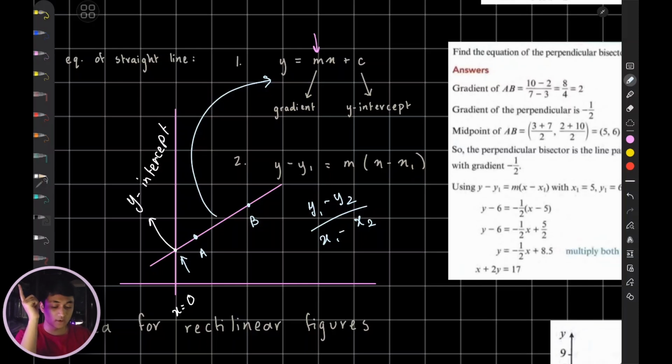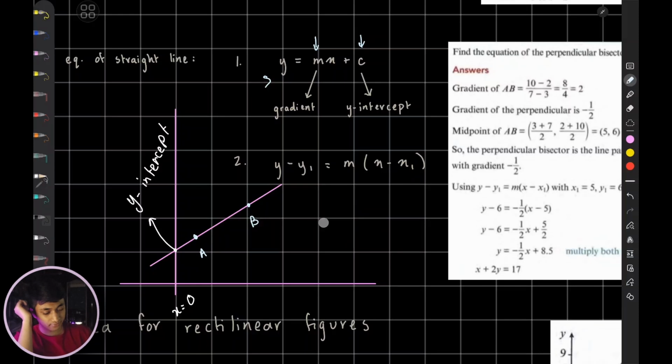So what did we do? From a graph, we read the y-intercept, plugged in over here as c. We took any 2 points a and b, found the gradient, and plugged in place of m, right? So in the case that you have a graph, you directly get the equation for a straight line. Now, of course, you're not always going to have a graph. What do you do in those cases?